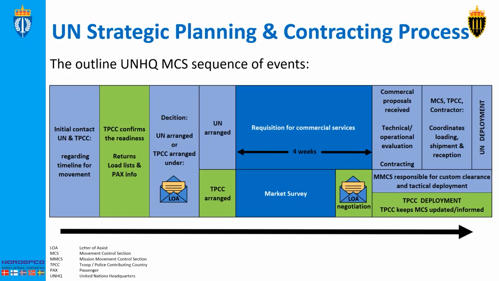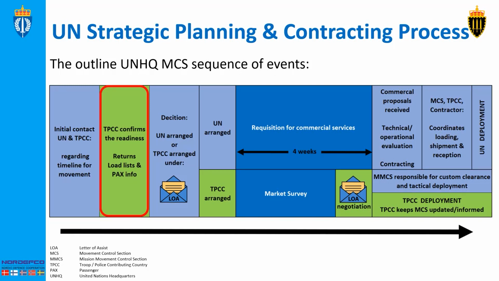The United Nations Headquarters Movement Control Section's sequence of events can be outlined as follows. When unit deployments or repatriations are decided, the Movement Control Sections initiate the first contact with the permanent mission to establish the preferred method and timeline for this movement. Movement Control Section will direct and guide the troop or police contributors in all deployments and repatriations of personnel and contingent-owned equipment. Troop or police contributors confirm the readiness dates for the contingent-owned equipment and the personnel movement.